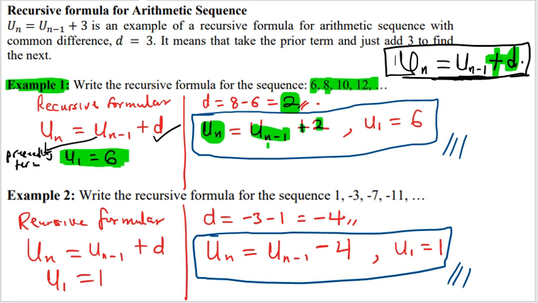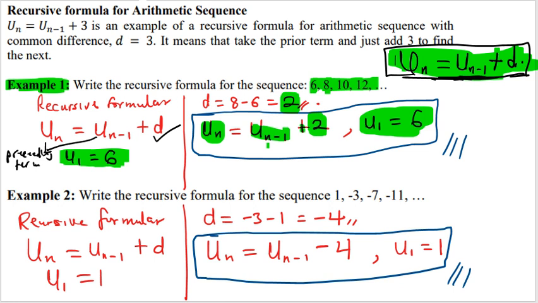So the recursive formula for this sequence becomes un is equal to un minus 1 plus 2. So this is the general term. But because the common difference of the sequence is 2, we only substitute 2 there. Then anytime you are defining a recursive formula, you define it using the first term, which is always the preceding term.